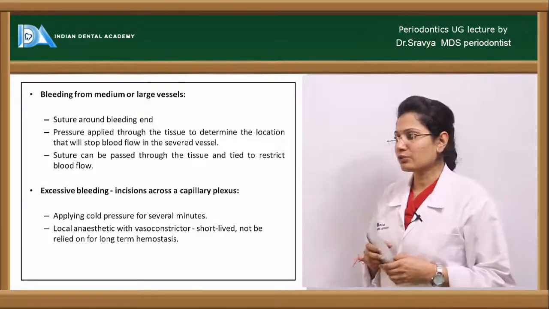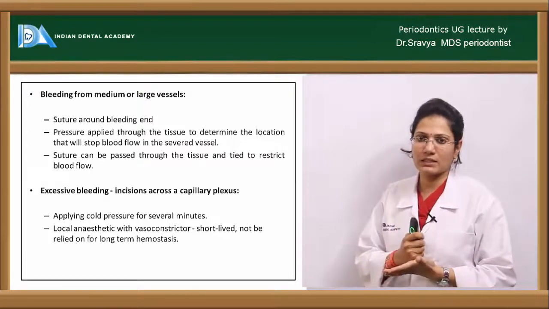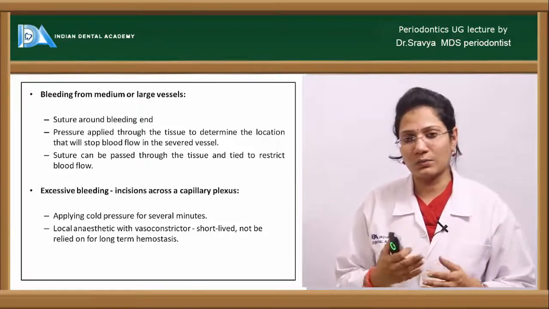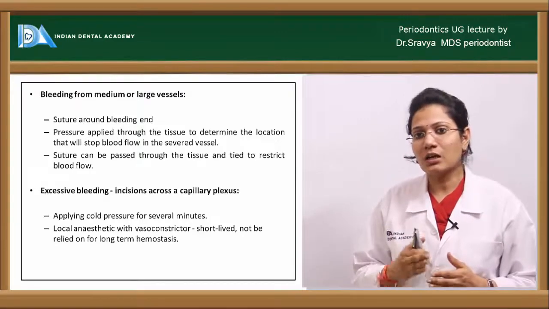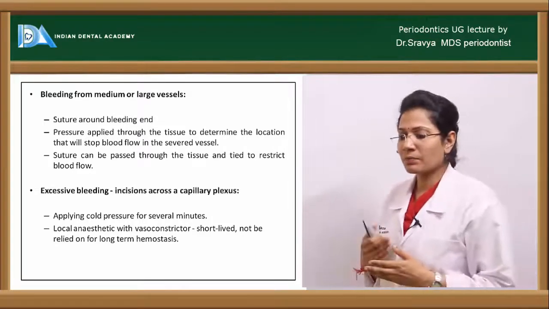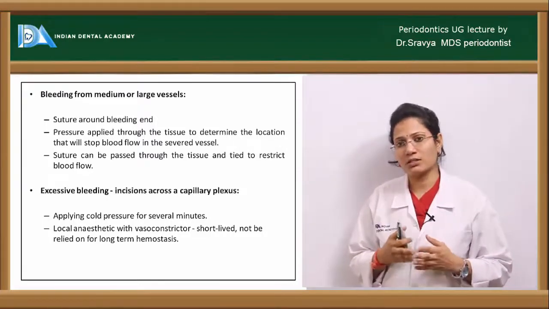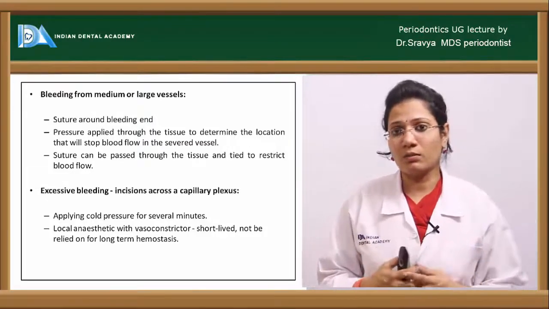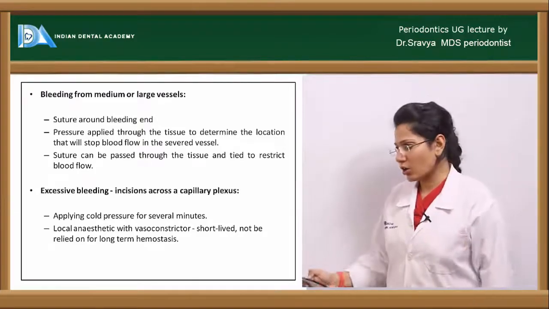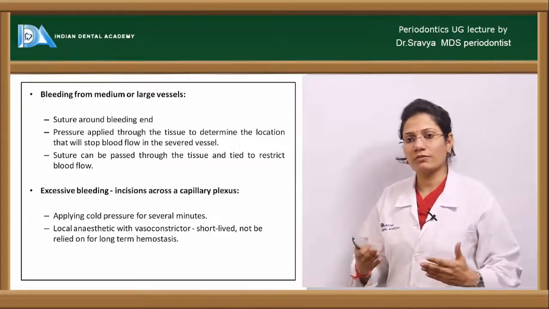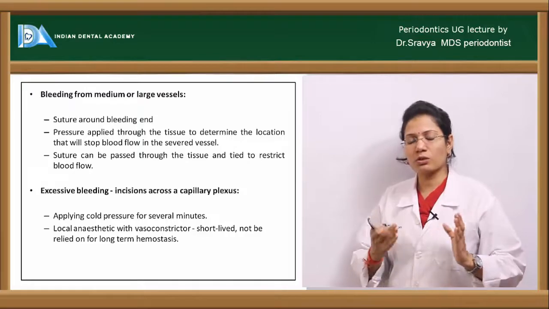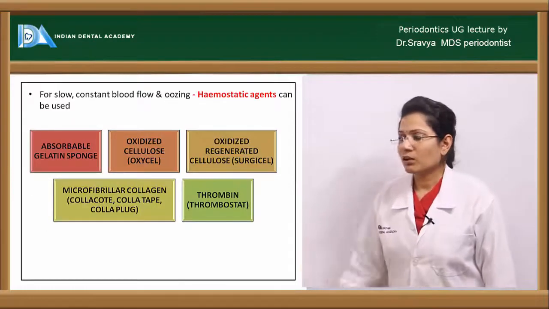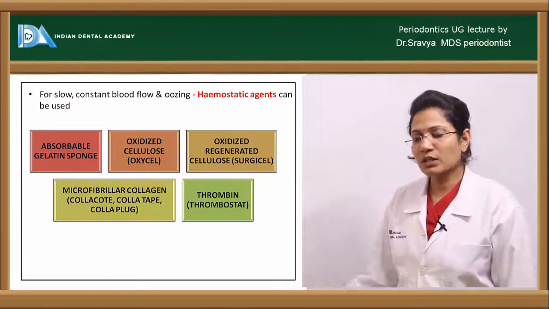Excessive bleeding, mainly due to incisions across the capillary plexus, can be controlled by applying cold pressure using pressure packs like ice packs. You can also give local anesthesia with a vasoconstrictor, but this is strictly not advisable because you can't predict the amount, as the effect of the vasoconstrictor is just for a short period of time. The area might start bleeding more later, so it's not relied on for long-term hemostasis. Probably just to visualize the site where the bleeding is coming from, to get a clear view of the area, you can give local anesthesia with a vasoconstrictor for a short period of time.